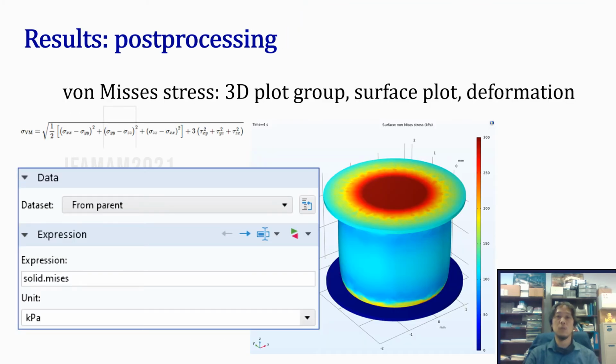After converging into solutions, a surface plot of von Mises stress in a 3D plot group was displayed using the expression solid.Mises, then the plot properties modified, including the color scheme. A deformation plot was overlaid to see the gel compression over time. And finally, animation was exported as a GIF file.